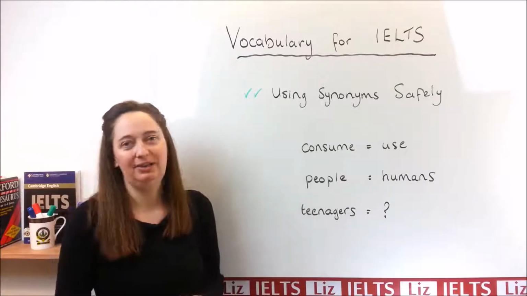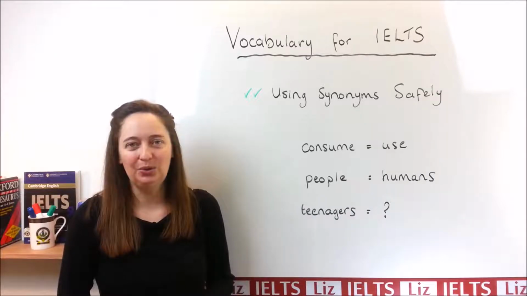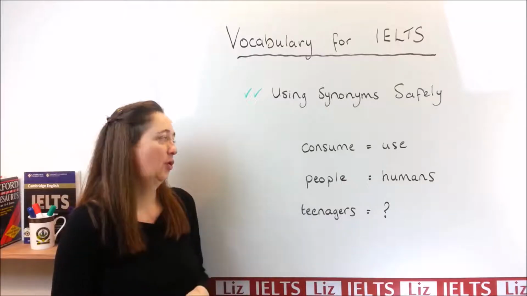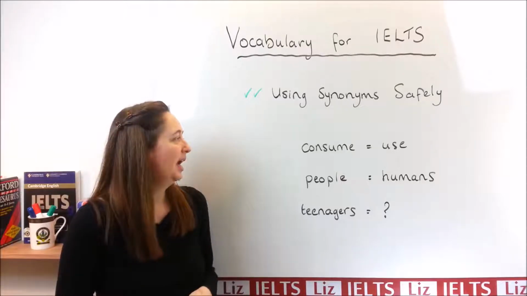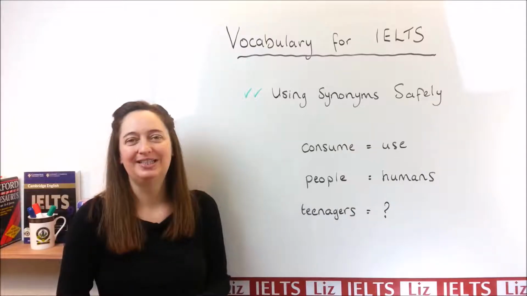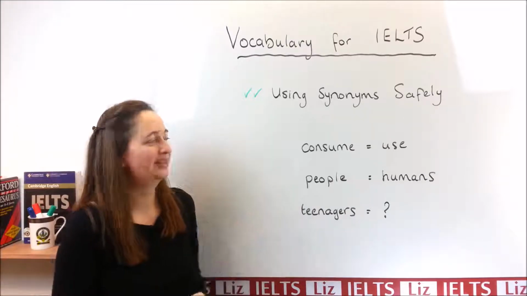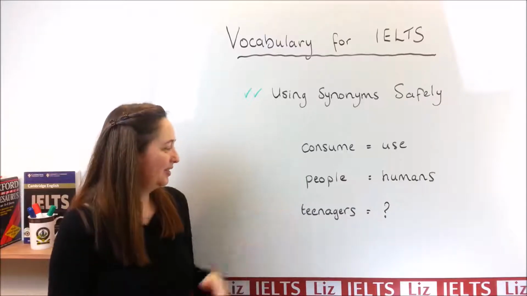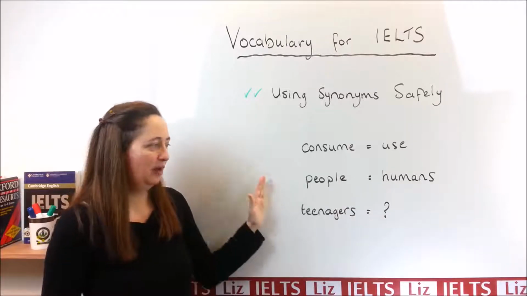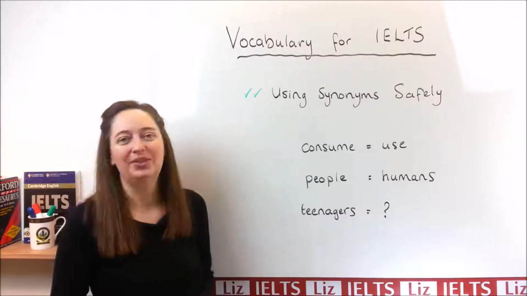So we're going to look at 3 examples to help you raise awareness of how careful you need to be using synonyms. So the first one for writing task 1 is consume, so the verb consume, and that is paraphrased as use. The next one is people, that's for writing task 2. Many essays are about people, and students often like to paraphrase that with the word humans. And then the last one is teenagers and how to paraphrase that. So we're going to look not just at the paraphrases, but the problems with using these synonyms. So let's start with the first one.